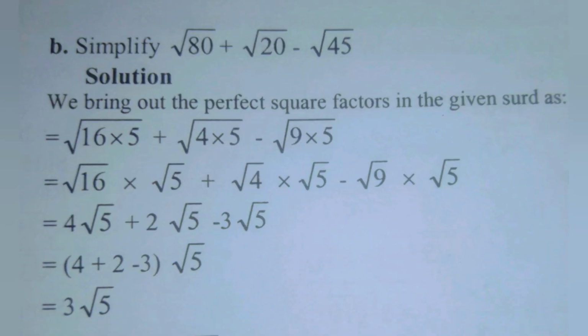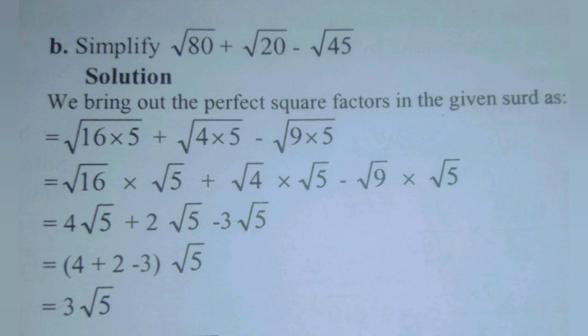Another example. Simplify square root of 8 plus square root of 20 minus square root of 45. Solution. We bring out the perfect square factors in the given surds as square root of 4 times 2 plus square root of 4 times 5 minus square root of 9 times 5, equal to square root of 4 times square root of 2 plus square root of 4 times square root of 5 minus square root of 9 times square root of 5.